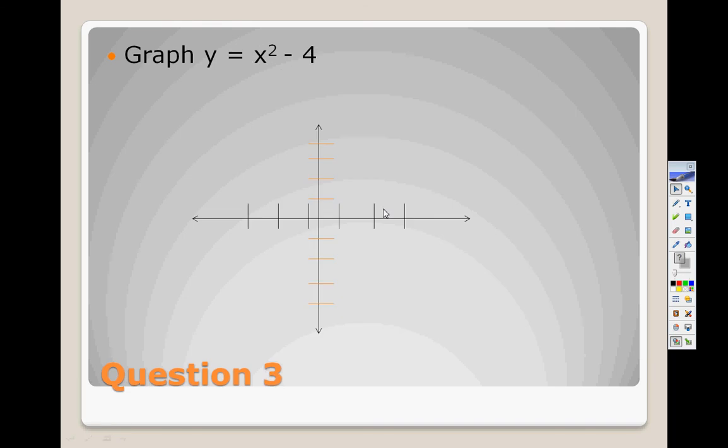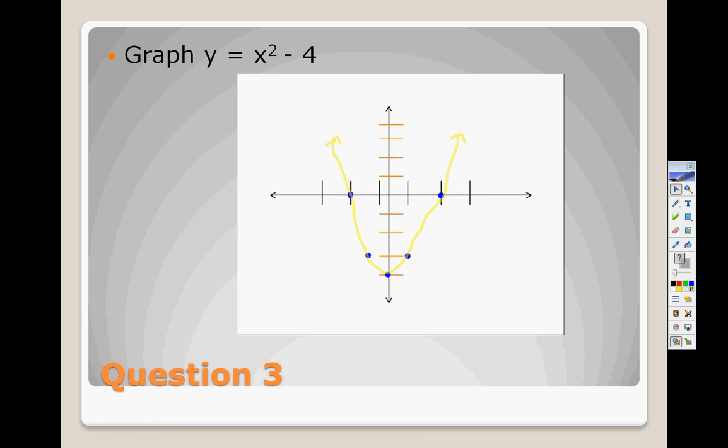All right, next one. Graph y equals x squared minus 4. This is a quadratic equation here. Pause. And the answer is, there it is. Look at that. I picked 5 values, so I get this nice curve. I picked -2, -1, 0, 1, and 2, found the values, and graphed those points. It opens up because it's positive x squared. If it was negative x squared, it would open down.